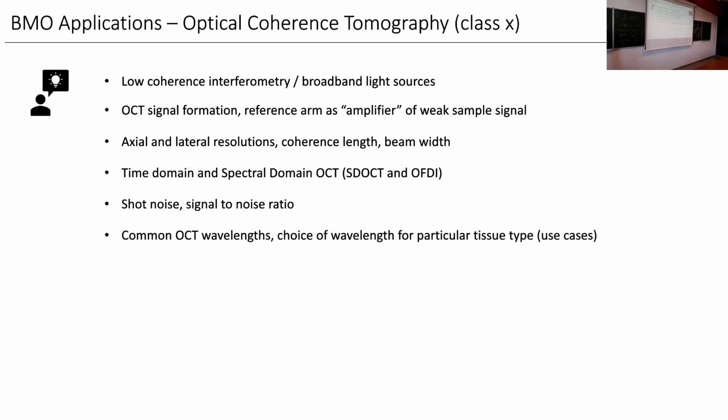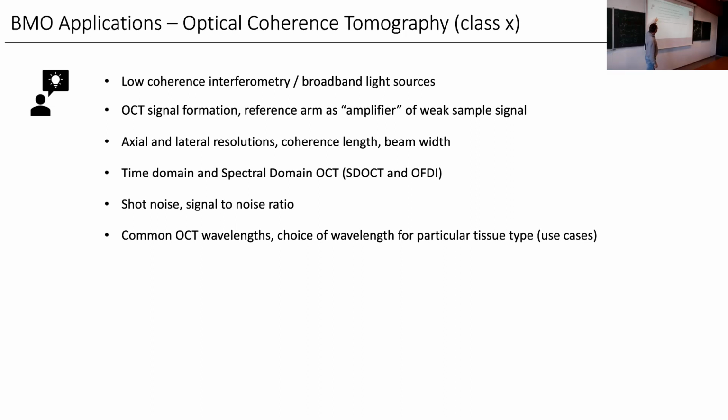Okay, OCT, somewhat bigger topic. I want you to know why you use broadband light sources. I want you to know something about the signal formation in OCT. The reference arm in an OCT system essentially acts like a kind of amplifier for a very weak sample signal. If the reference arm would not be there, you would hardly measure anything. But now, having this reference arm power boosts the signal up.